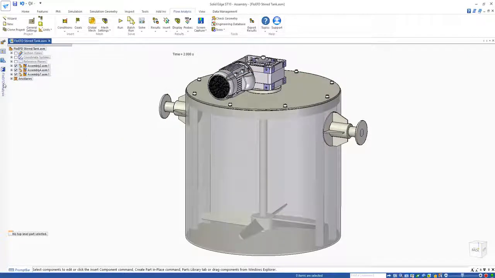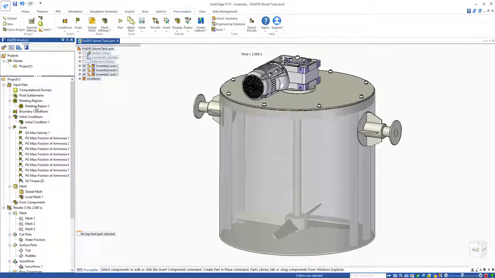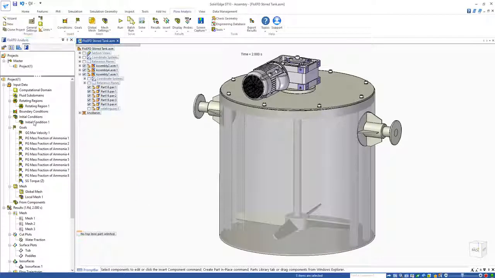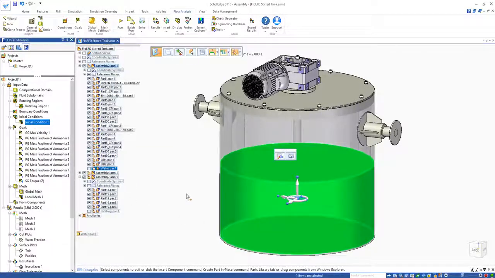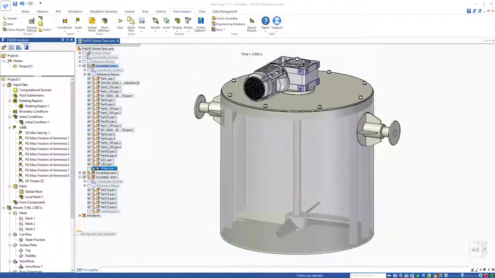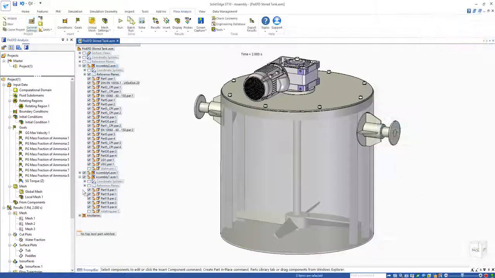Now if we come over to our FLOEFD analysis tree, we can have a look at some of the setup here. So first of all, you can see that we have a rotating region on the paddles. We're moving at 240 RPM. The initial condition, you can see that there is a fluid level here. So the lower half of the tank is filled with water. If we look inside the properties here, we can see that we have water, 100% water at 38 degrees Fahrenheit, and we'd like to see what the mixture looks like at the end of that transient.